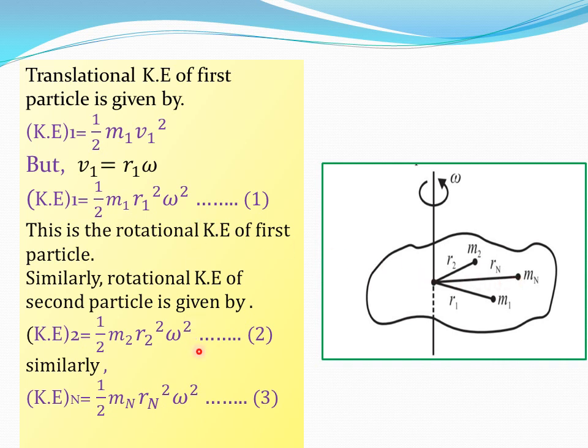So these three equations are most important: first, second and third. Kinetic energy of the first particle equals 1 upon 2 m1 r1 square omega square, equation 1. Similarly, kinetic energy of the second particle equals 1 upon 2 m2 r2 square omega square, equation 2. And kinetic energy of the nth particle is 1 upon 2 m of n r of n square omega square. So these three equations are most important.